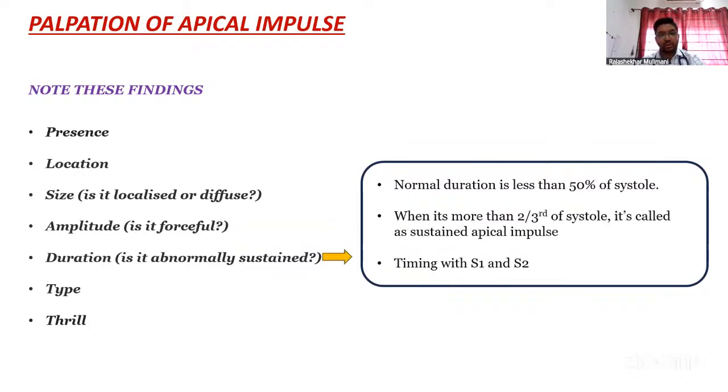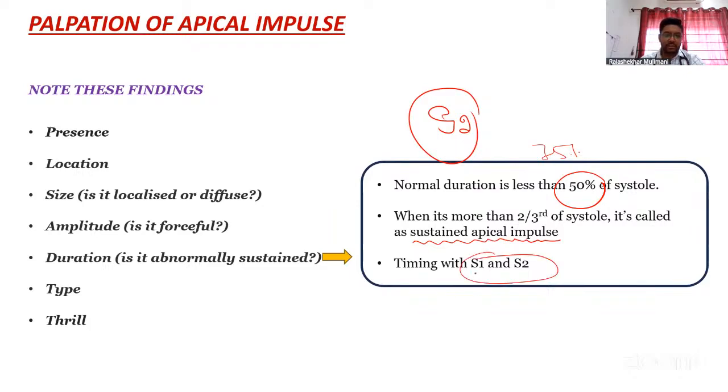And what is the duration? The normal duration is very, very important. The normal duration is less than 50% of systole, although some textbooks say it is 75%, but it can never touch S2 or appear beyond S2. When it is more than two-thirds, it is called a sustained apical impulse. You need to time it with S1 and S2 by simultaneously auscultating or simultaneously palpating the carotid artery. So if it is touching S2 or coming beyond S2, then it is called a sustained apical impulse.